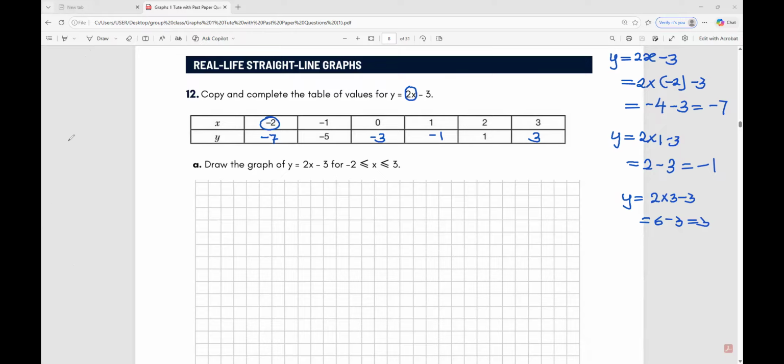I don't have these values now. I will write them inside of the PDF. Minus 7, minus 3, minus 1 and 3. You can use graph paper, or if you don't have graph paper, draw it in a square ruled one.